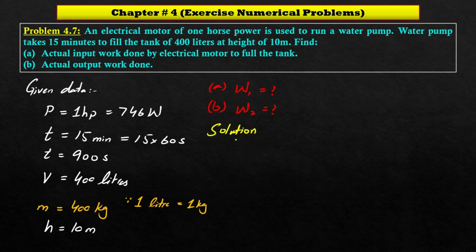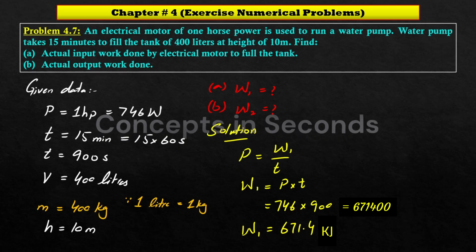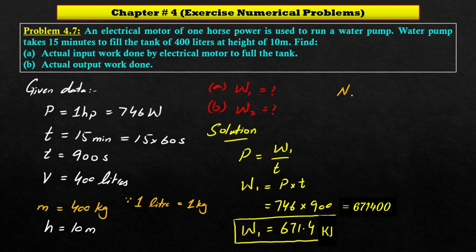The input work done by the electrical motor can be determined by using the formula of power, that is power is equal to work done divided by time. Input work is represented by W1, so W1 is equal to power multiplied by time. By putting values, power is equal to 746 into time is equal to 900 seconds. After solving it, W1 is equal to 671.4 joule.